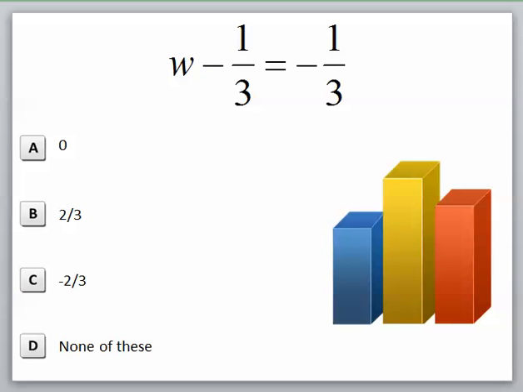The next problem has some fractions, so I will get rid of the minus 1/3 by adding 1/3 to both sides, which gives me a negative 1/3 plus a 1/3 is a 0.